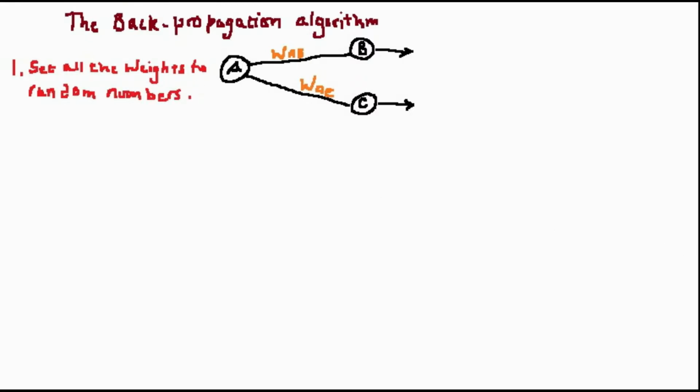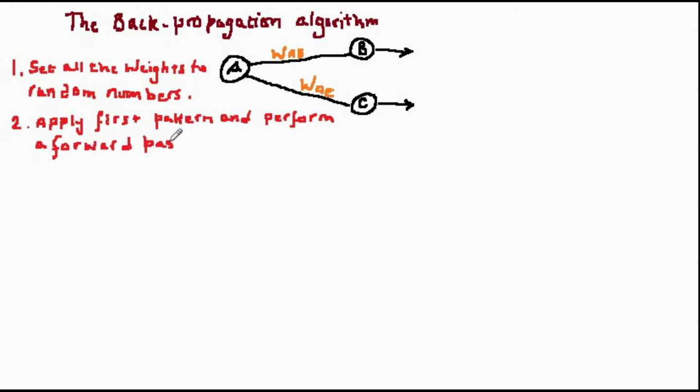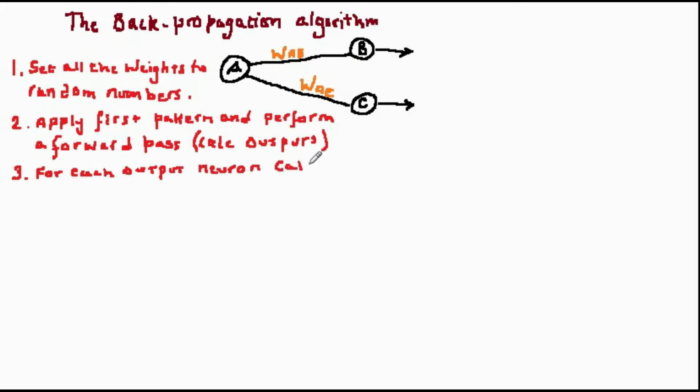Next, apply the first input pattern that you'd like to train to the network and calculate the output. In other words, perform a forward pass. Now for each output neuron, we know the required output value, in other words a target, for each pattern. And so we can calculate an error value, which is what you want minus what you get. That is the output value from the forward pass minus the target. The exact formula for this is shown on the screen for neuron B.